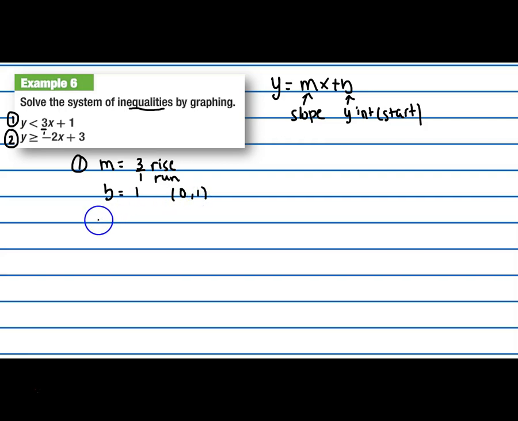Then I look at the inequality sign. It says it's less than. So remember, because it's less than, you're going to use less ink, which means I'm going to have a dashed line. You don't have that little extra line, so now it's going to be dashed, so spaces between them. All these little details are very important.